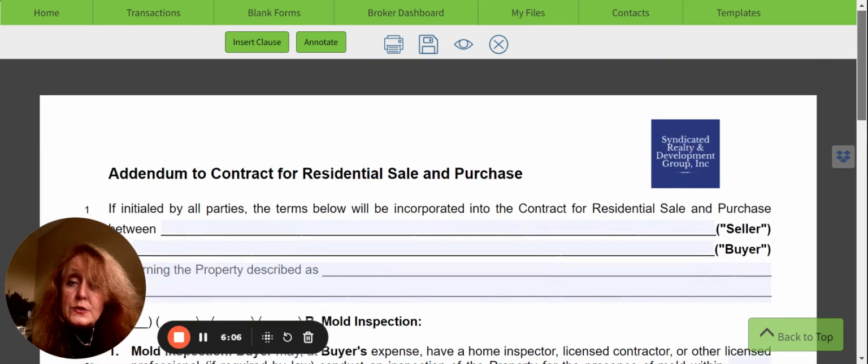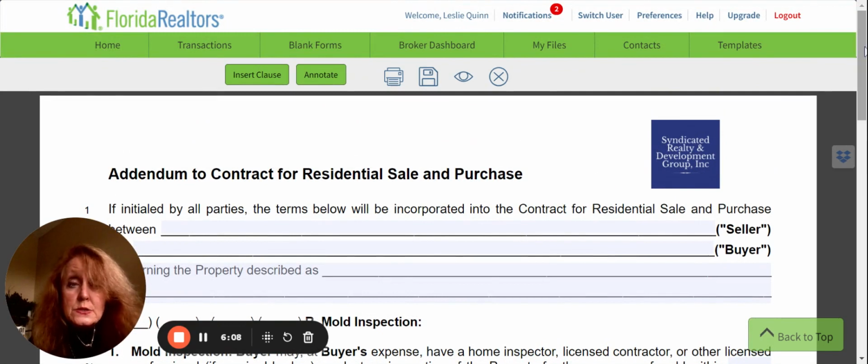And if you have questions with regard to any inspections, any real estate contracts or other issues, we have other training available to you that will be able to direct you in that area.